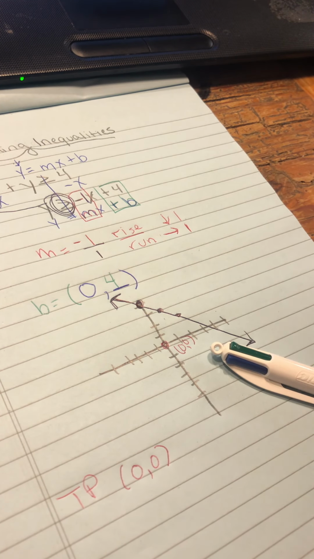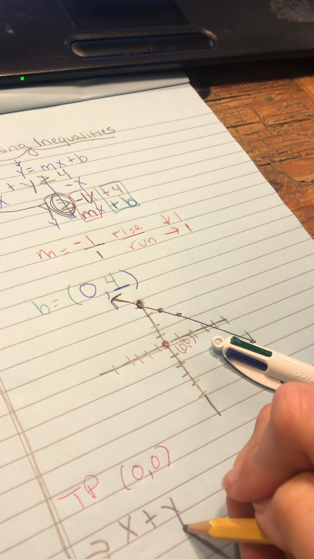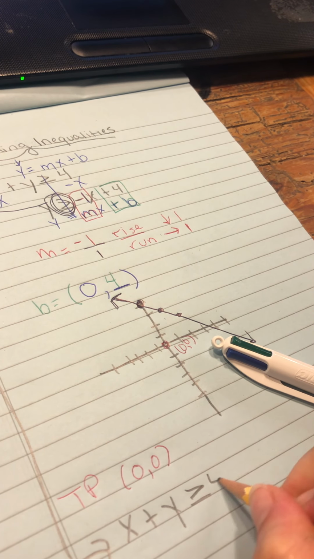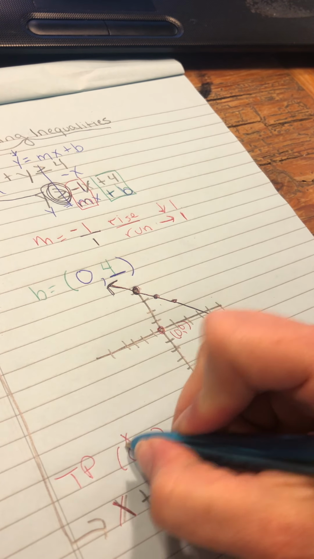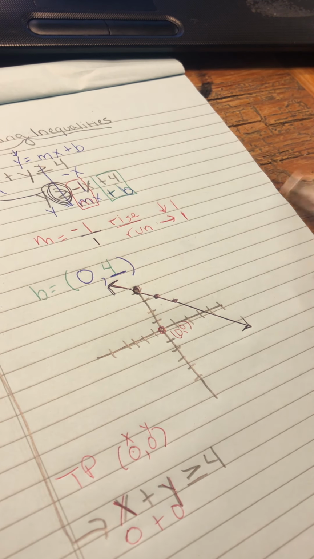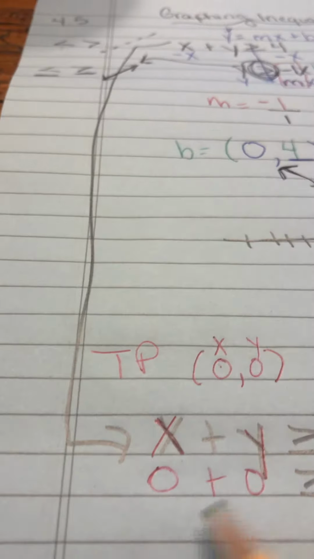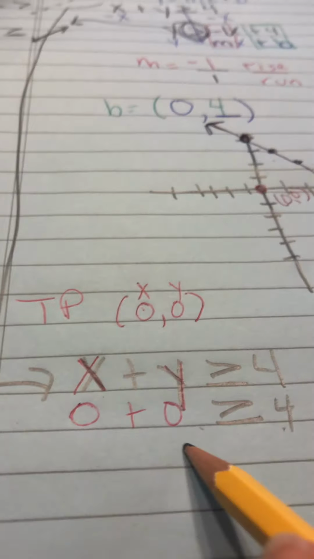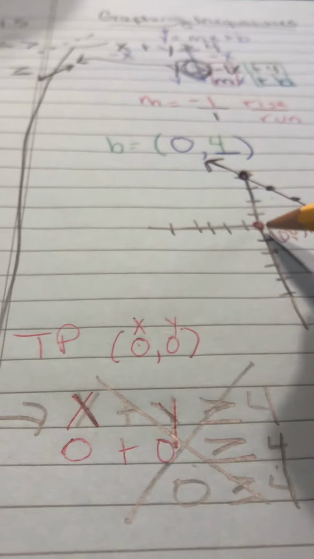And I'm going to take the original equation up here. What was the original equation? It was x plus y is greater than or equal to 4. But in place of x, I'm going to plug in my test point. My x is 0 and my y is 0. So it's going to be 0 plus 0 is greater than or equal to 4. All right, is 0 plus 0 greater than or equal to 4? No, 0 is not greater than 4. That is false. So therefore, we cannot shade on this side.